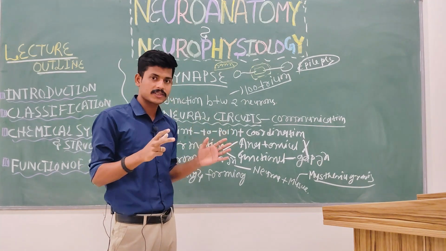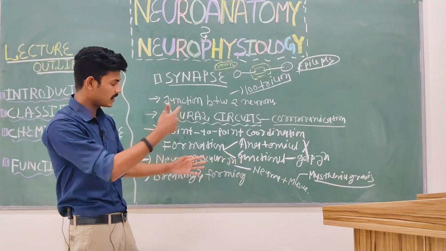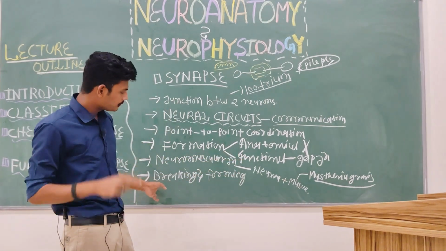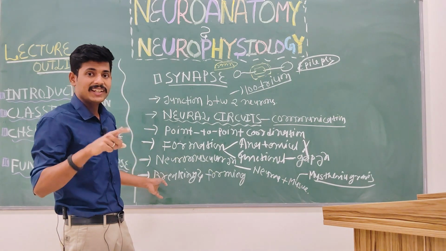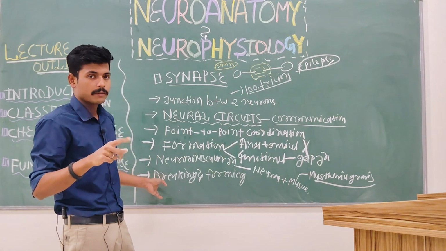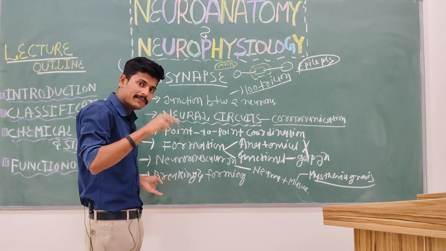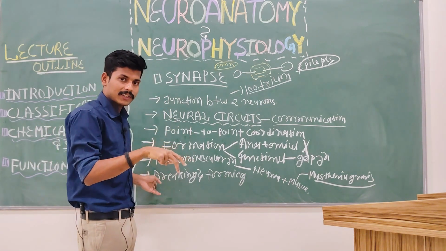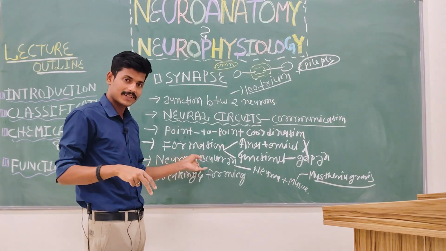There is only a functional connection, which is done by the gap junction. We will see the meaning of the gap junction. Then we see that the synapse is not only limited to between one neuron and another neuron. This synapse also involves the muscles. This neuron also involves muscles, and that is termed a neuromuscular junction.